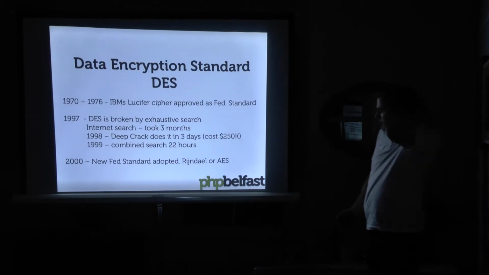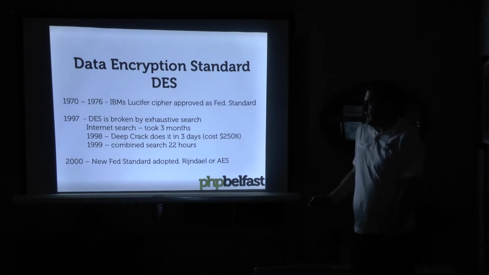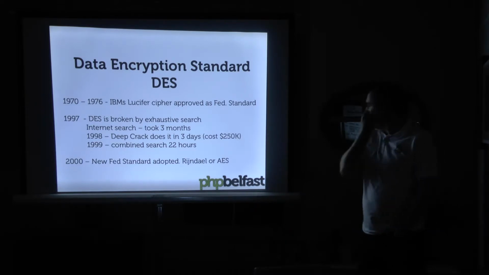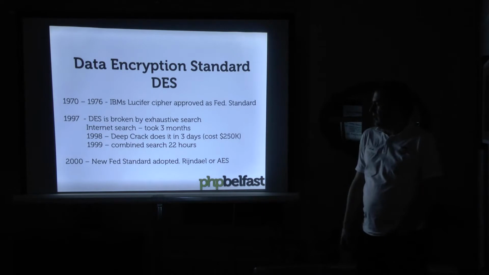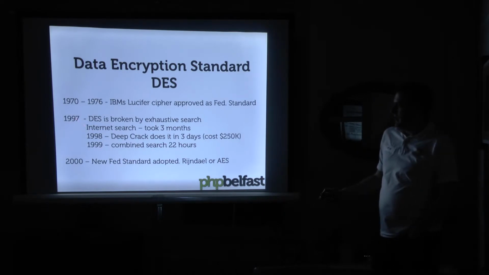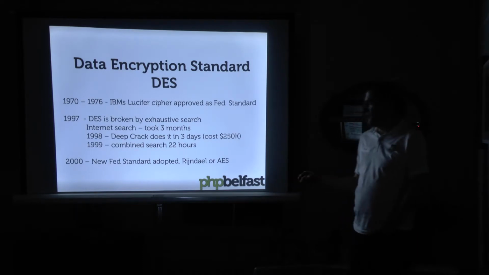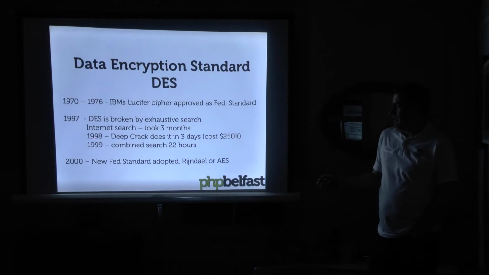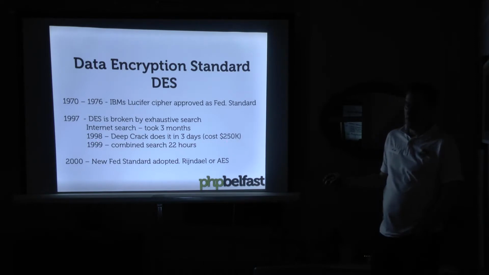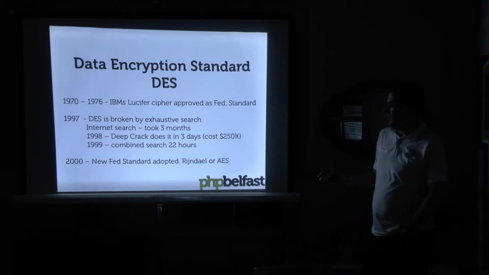So DES, some of the more well-known encryption standards, DES, invented in 1970 and submitted to be a federal standard in 1976. It's IBM's Lucifer system. It actually stood until 1997, so 20 years that was considered to be pretty much uncrackable. And it was broken by exhaustive search or brute force. It took 3 months to break it. Several other people took the challenge on trying to break it. In 1998, it was broken in 3 days, but at a cost of $250,000. There's very few people that could really put the time and effort into doing that.